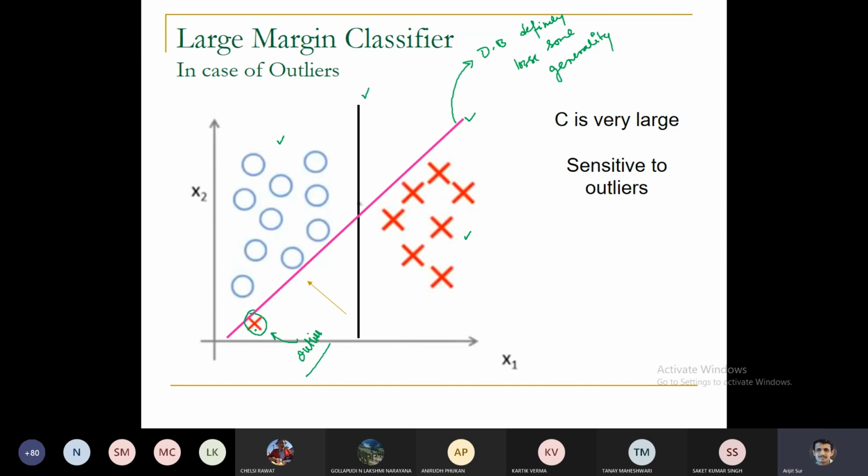So C is very large. What does this C mean here? What is one by this C actually? We can see it in the last slide, so I'm not going there, but that is important to understand. So this concept is always there.